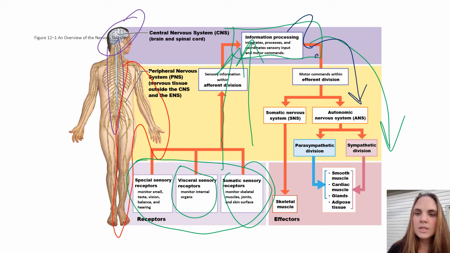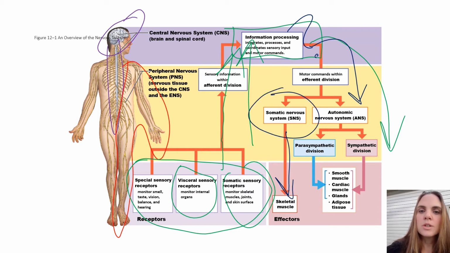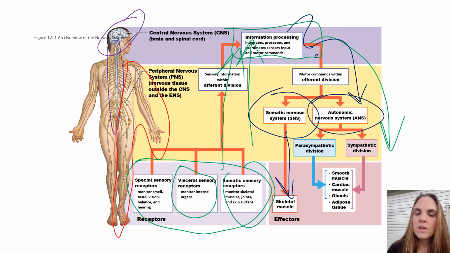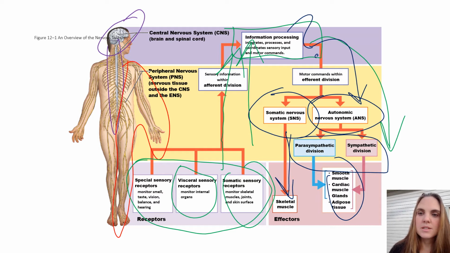And then that efferent division further divided into the somatic nervous system, controlling our skeletal muscles, and the autonomic nervous system, which is going to be controlling that smooth muscle, cardiac muscle, glands, and adipose tissue. And then that autonomic nervous system is further divided into parasympathetic and sympathetic divisions, which we'll talk more about at the end of the semester.